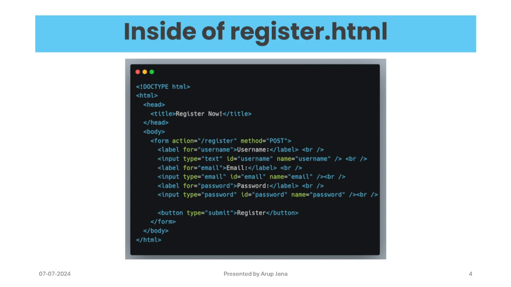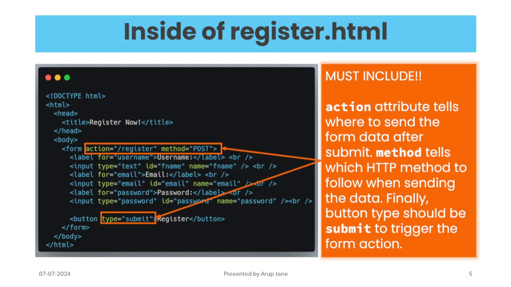And some other important things are these two. Okay, first of all, in this form you have to write down the action and the method. For the action, you need to give a URL. Okay, there are many ways. If you are using PHP or some other programming language, there are other ways to do that, but for now, if you are using Flask, you need to give a URL, which in this case is /register.